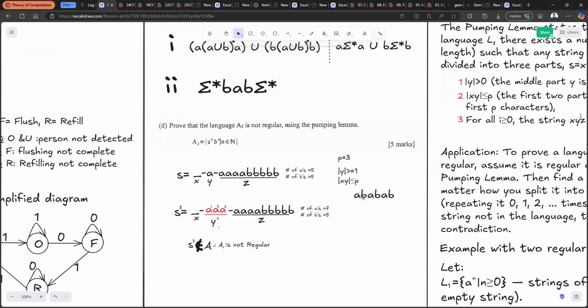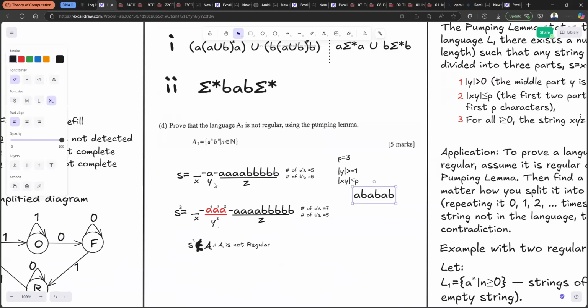Y must not be empty. It must be at least 1. X and Z can be empty if need be. But in our case, we chose X to be empty for the sake of it. Y is 1, and then Z is the remainder, what we didn't select. I always think of it like that.